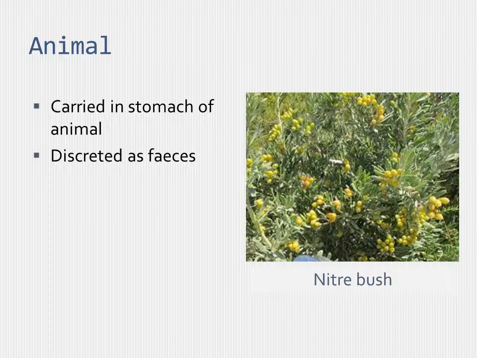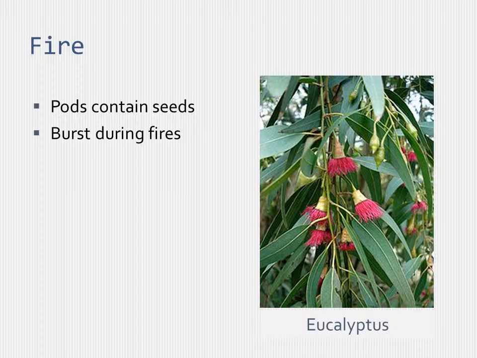Animal. The nitrebush seed is carried in the stomach of an animal and excreted as feces, dispersing the seed in a new location. Fire. In a eucalyptus tree, the pods containing the seeds are kept dormant and open during fires to disperse the seeds.